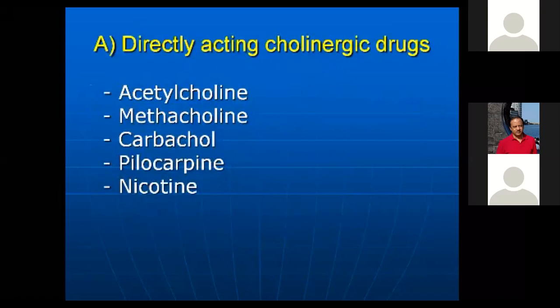Now, directly acting cholinergic drugs, if you just look into this group, there are five important drugs among this category: acetylcholine, methacholine, carbachol, pilocarpine, and nicotine. These are directly acting cholinergic drugs or parasympathomimetic drugs.